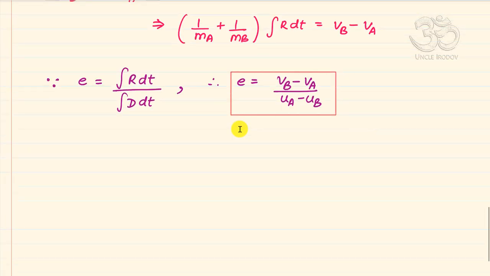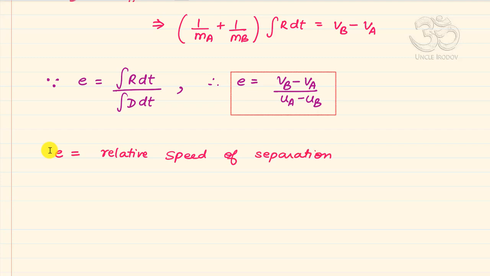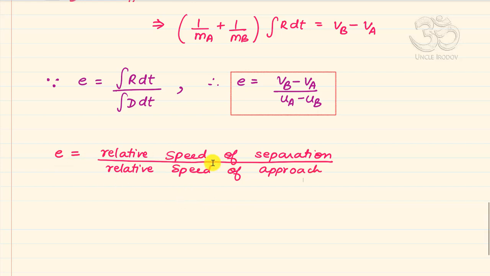And how E can be written in terms of speeds is E is equal to the relative speed of separation, the speeds at which the objects are going to separate, that should come in the numerator, divided by the relative speed of approach, the speed at which the objects are approaching each other. So E should be that ratio.